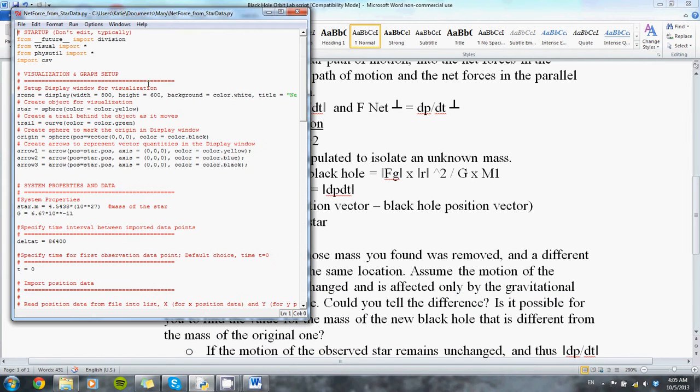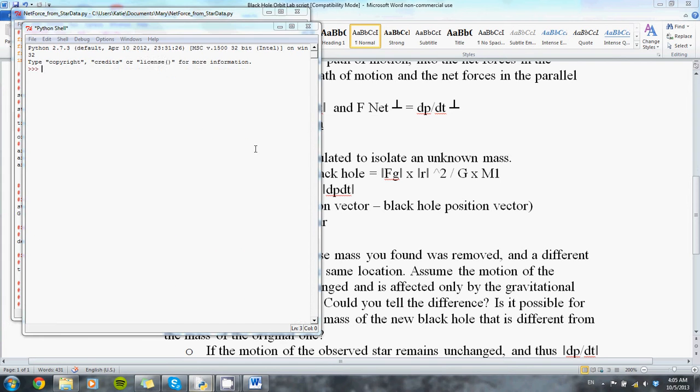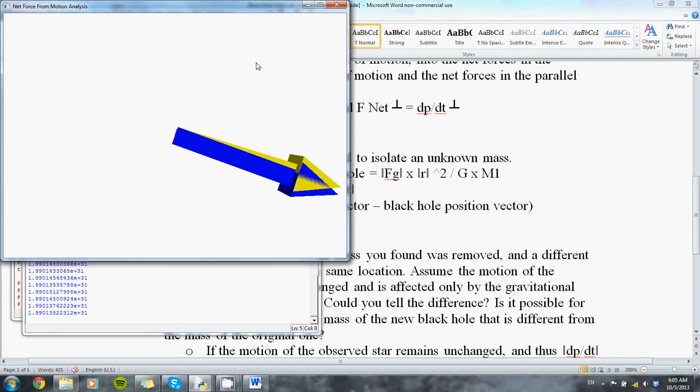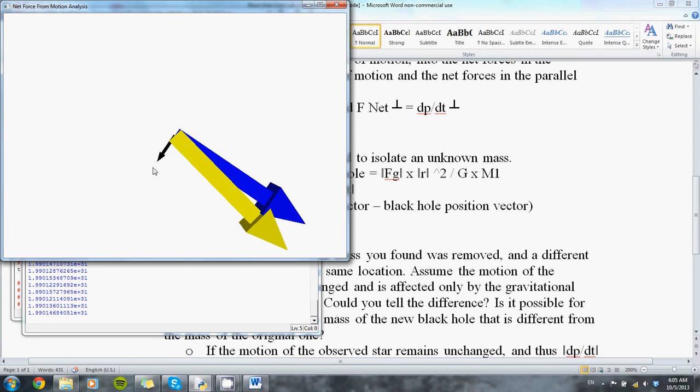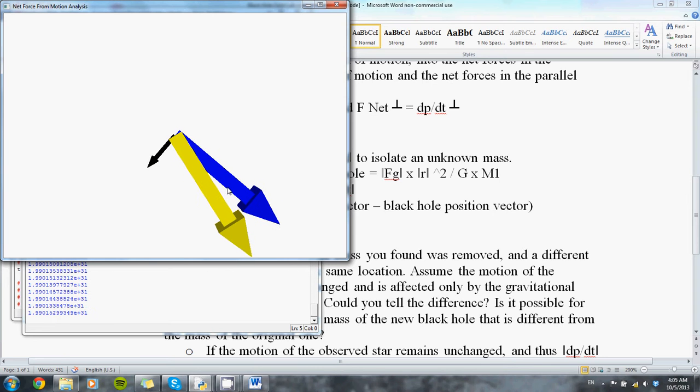Now I'm going to bring my code up to show it to you. And here you can see my module running. This black arrow is the net force in the parallel direction. The blue one is the net force in the perpendicular direction.